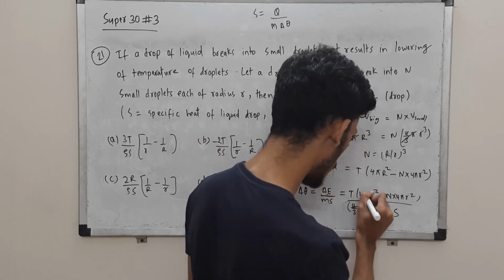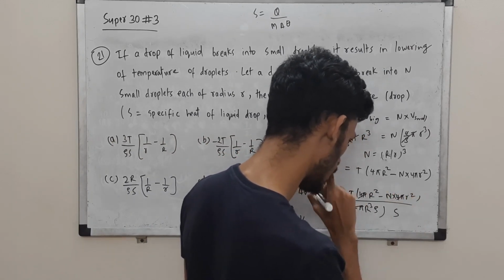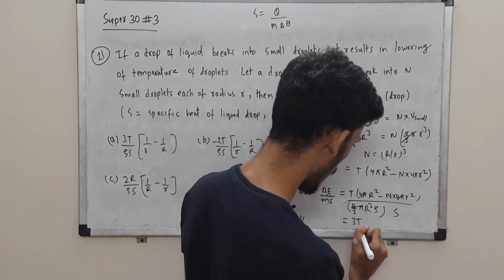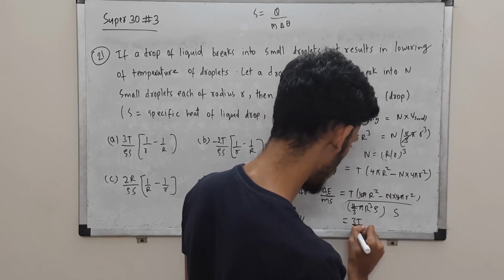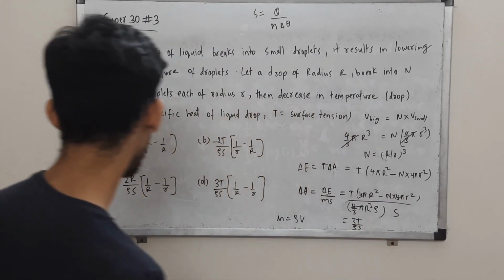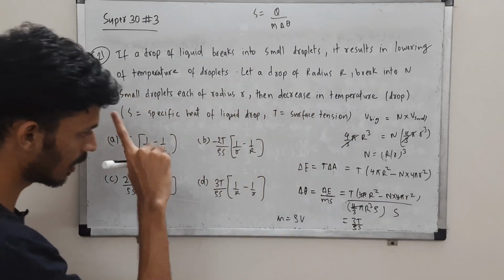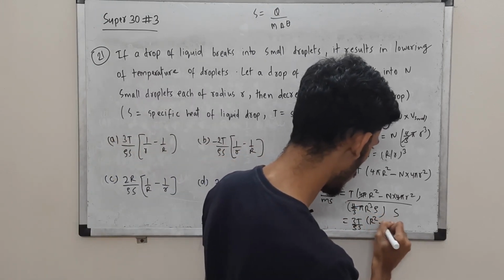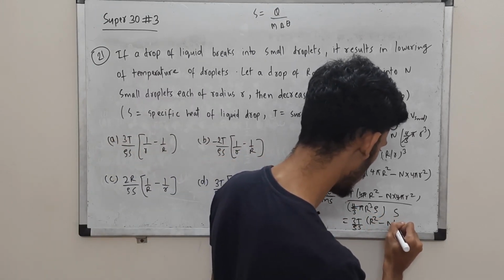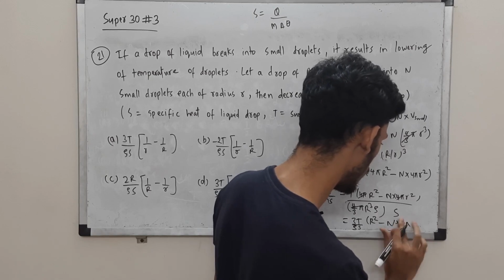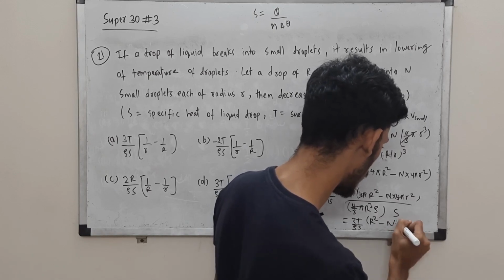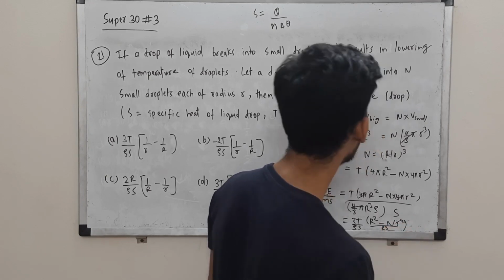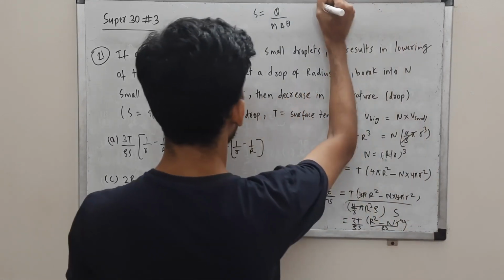So if you see, 4 pi, 4 pi, 4 pi can get cancelled. This 3 will go on top. So we have 3T by rho s. It's matching with this one and this one. Let's see which one is correct. And we'll have R square minus N times small r square, and upon R cube we have. Let's solve it further over here.